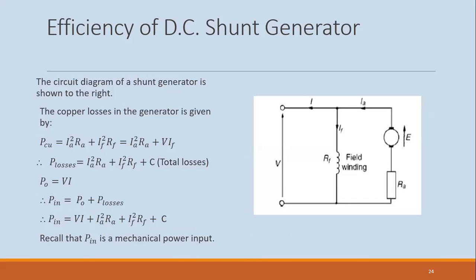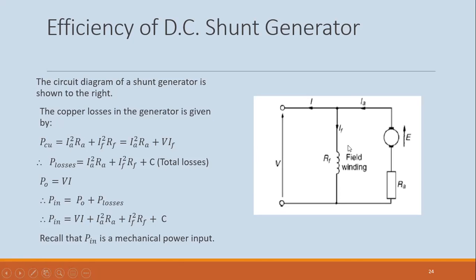All right, so if we look at a shunt generator, we can see that the copper losses are taking place in the field winding. There will be an I square loss. You have some losses also in the armature winding, another I square loss. So the total copper loss in the machine would be IA square RA, that would take place in the armature winding, and IF square RF taking place in the field winding.